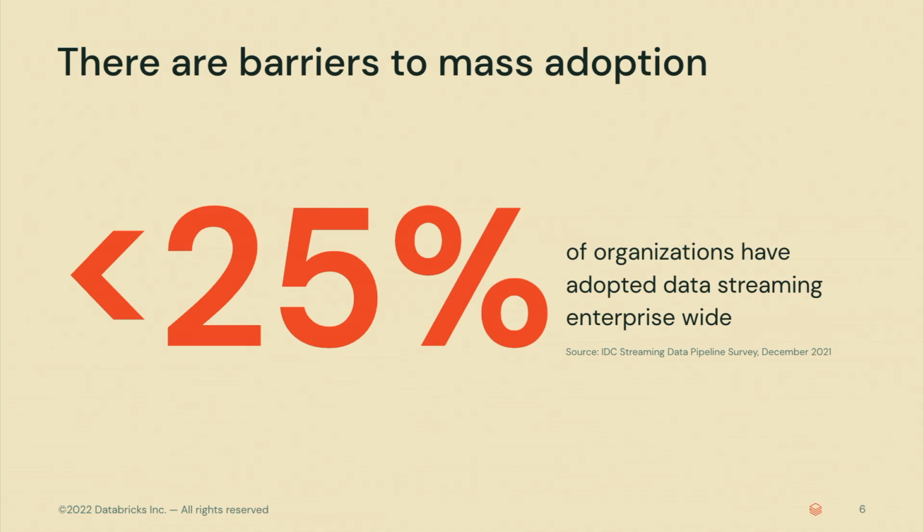And yet, according to IDC, less than 25% of enterprises truly adopt data streaming at scale. It may be possible to implement data streaming for a one-off use case with highly specialized tools and a highly specialized workforce, but what we've seen is that it's actually very difficult for enterprises to adopt data streaming at scale and across the organization. And why is that?